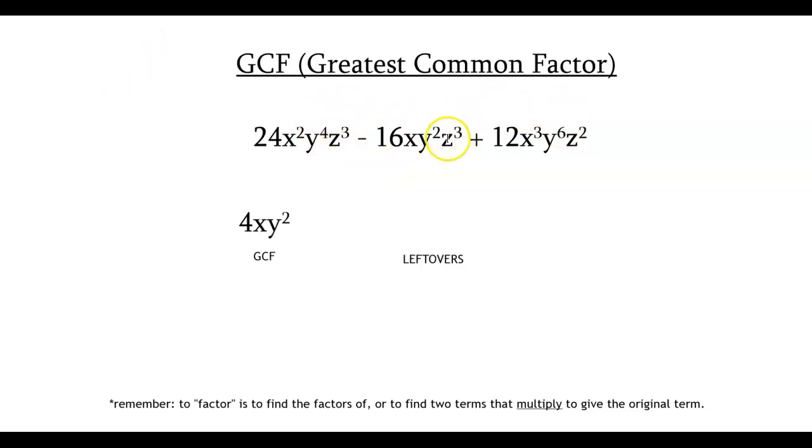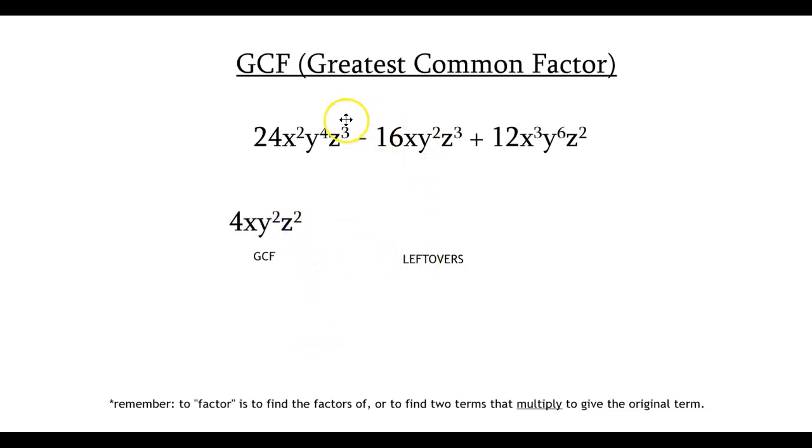Z to the third, z to the third, and z squared. Well, there's two z to the thirds. However, z to the second power represents the smallest exponent. So I'm going to write z squared in my GCF. Okay, there's my GCF all done. Now what I'm going to do is figure out my leftovers.